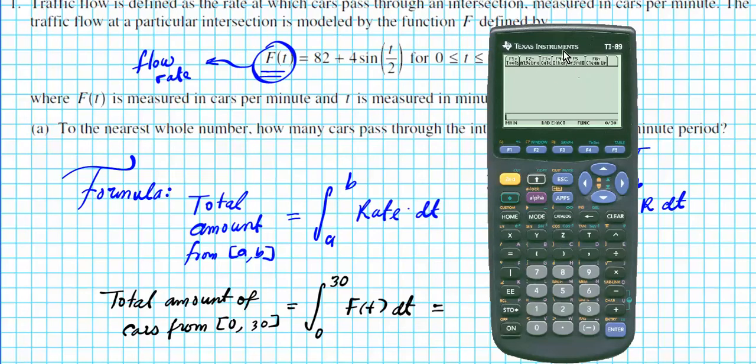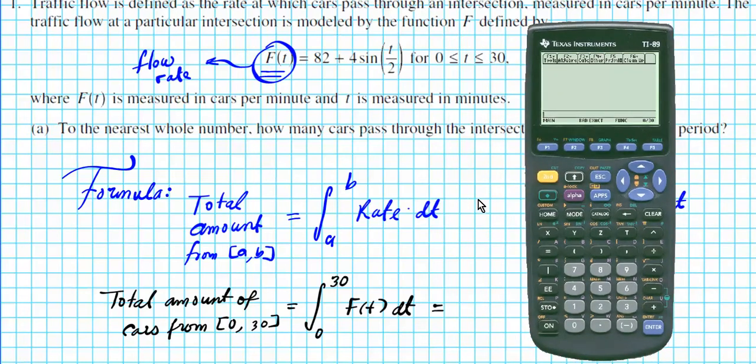Since we're going to be using this flow rate function multiple times in question number 1, what is a smart thing to do in order to save time and reduce the chances of making mistakes? We want to store this function in our calculator. So let's go ahead and do that. We're going to enter 82 plus 4 sine of t over 2. We're going to take this function and store it in f of t.